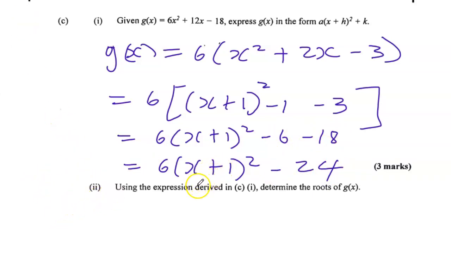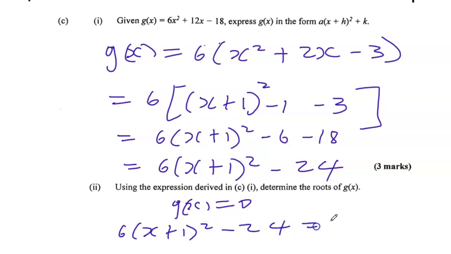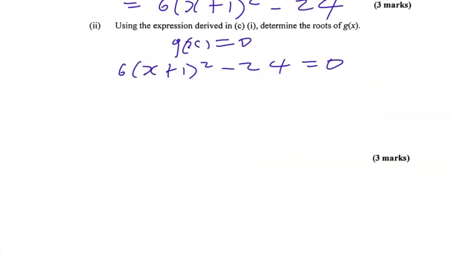Alright, using the expression derived in part C, in C1, determine the roots of g of x. So to get the roots of g of x, we're going to equate g of x to 0. And remember, we just wrote g of x as 6(x plus 1) squared minus 24 equal to 0. So we can add 24 to both sides.